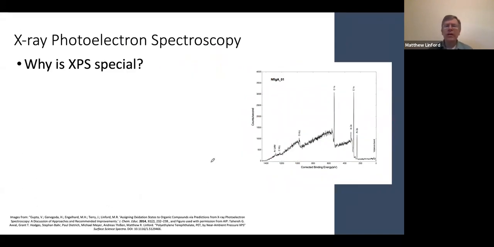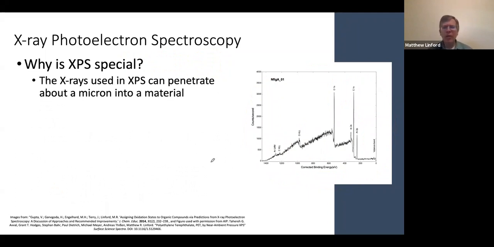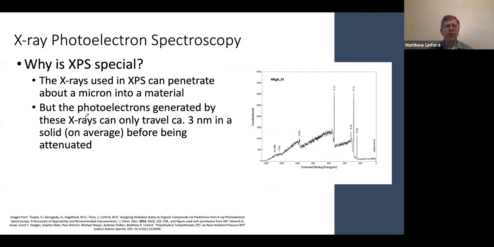Okay, so why is XPS special? Why is it unique? Or can a lot of techniques do what XPS can do? One of the things to know first is that the X-rays used in XPS can penetrate about a micron into a material. That's pretty deep for a surface analysis. That's 10 to the minus 6 meters. It doesn't sound like very much, but again, that's pretty deep for a surface.